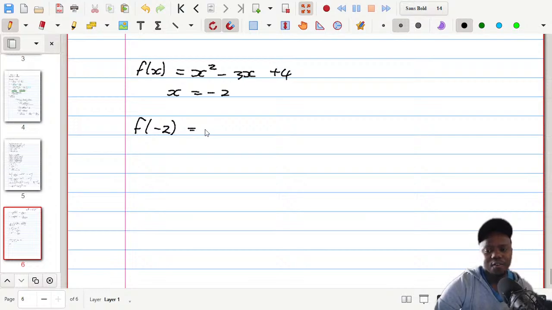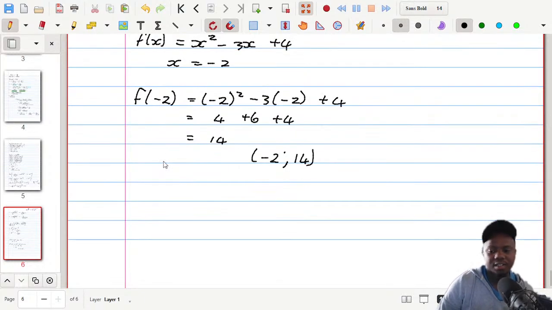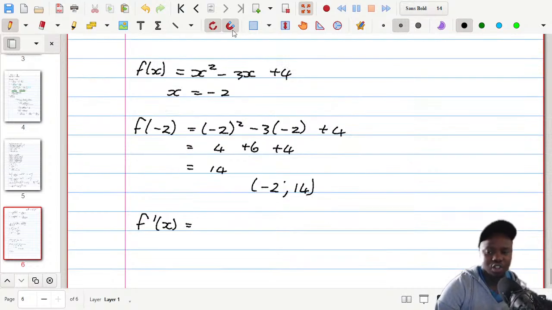So f of -2 is going to be (-2) squared minus 3 into -2 plus 4. This is going to give me 4 plus 6 plus 4, which is going to give me 14. So the coordinate that I have here is (-2, 14). I've got x, I've got y. Now I need to find my gradient. To get the gradient, we need to find the derivative.